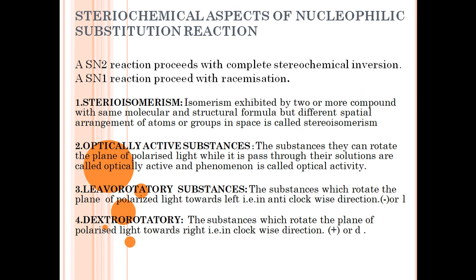Laevorotatory substances. The substances which rotate the plane of polarized light towards the left, that is in anti-clockwise direction, are called laevorotatory substances. They are represented by a minus sign in parentheses or small l. Dextrorotatory substances are those which rotate the plane of polarized light towards the right, that is in clockwise direction, and they are represented by a plus sign in parentheses or small d.